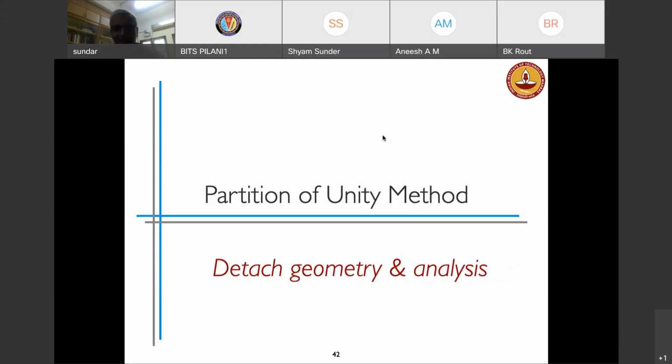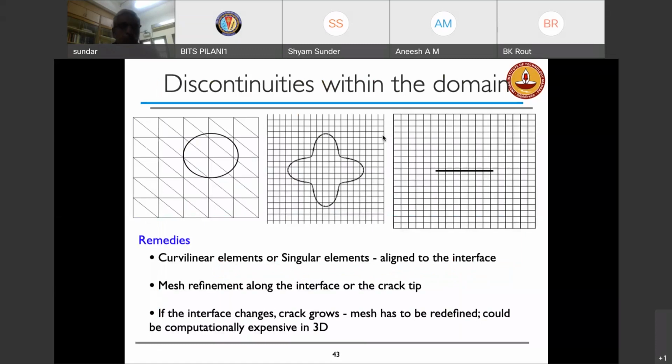So with the partition affinity method, the idea is here we detach geometry under analysis. Some of you might have heard this from your lecturer, from your professor Gaurav. So typically, again, it comes to the same question.